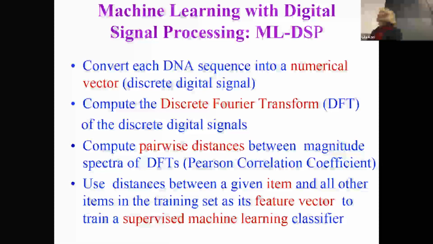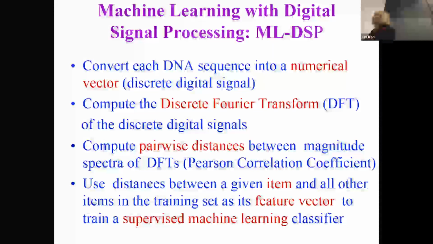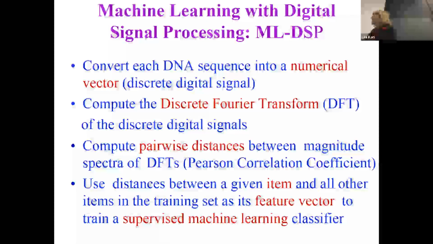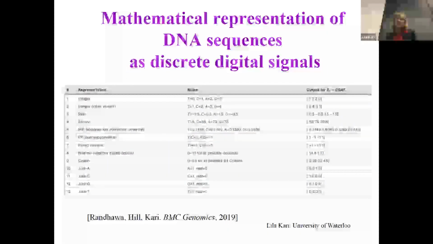Then we compute the discrete Fourier transform of the discrete digital signals. We compute pairwise distances between the magnitude spectra of DFTs. And then we use the distance between each sequence and all the other sequences as its feature vector, and train a supervised machine learning classifier. So let's see what we got.